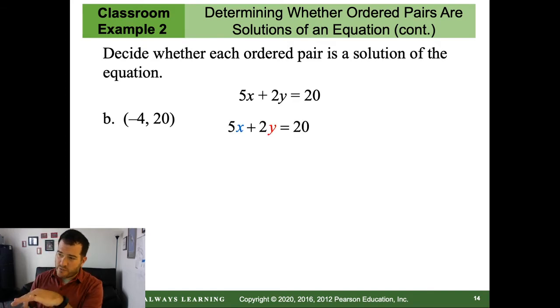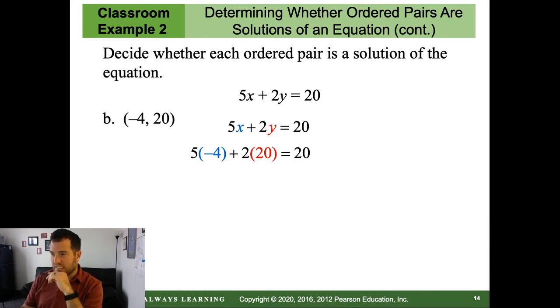So again, they don't do the parentheses thing, they just use different colors. So if you have different colored pens, that's always a great example. So I have 5x plus 2y equals 20. Plug in my values, there they do it in parentheses, right? And I think I get negative 20 plus 40 equals 20. Is that correct? It sure is.